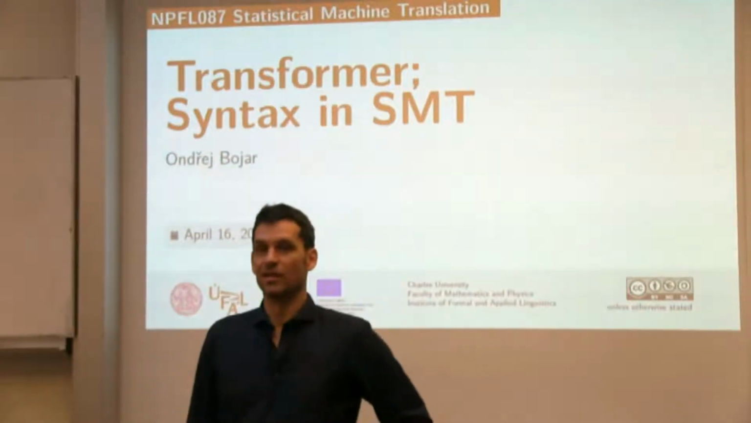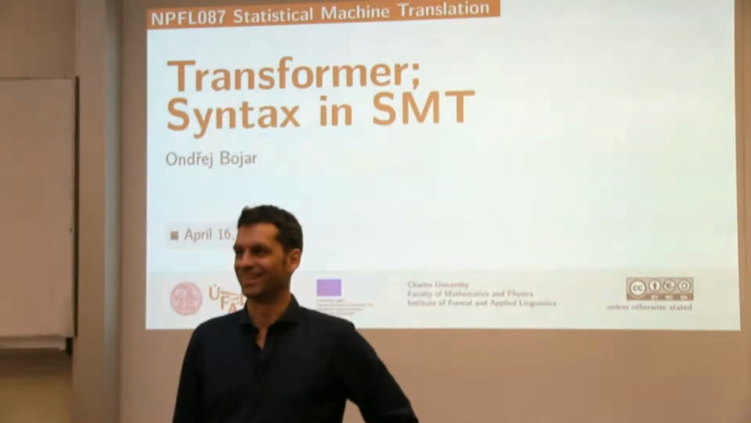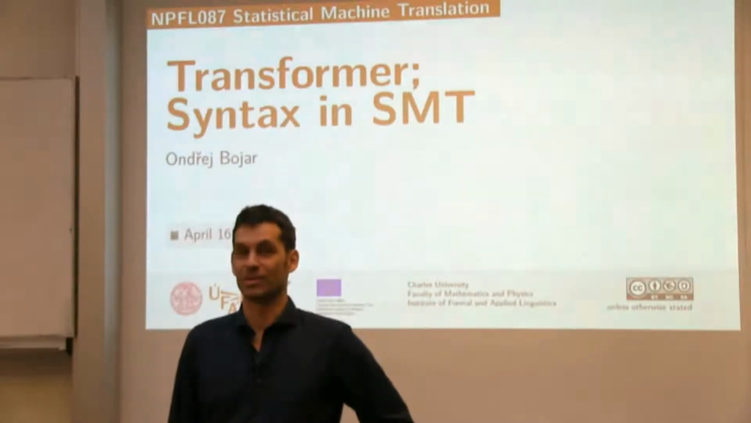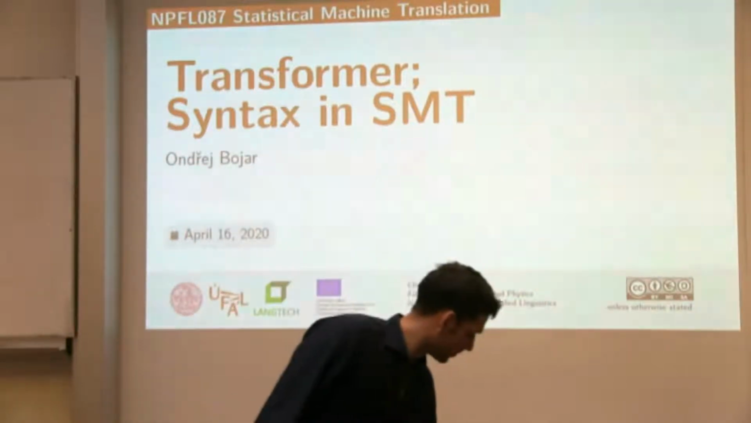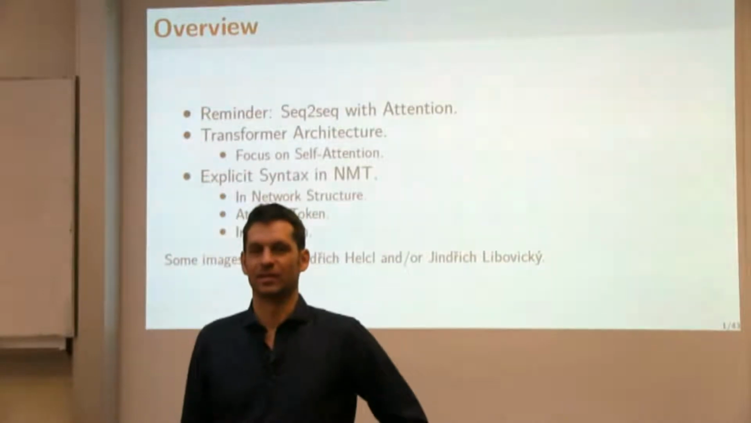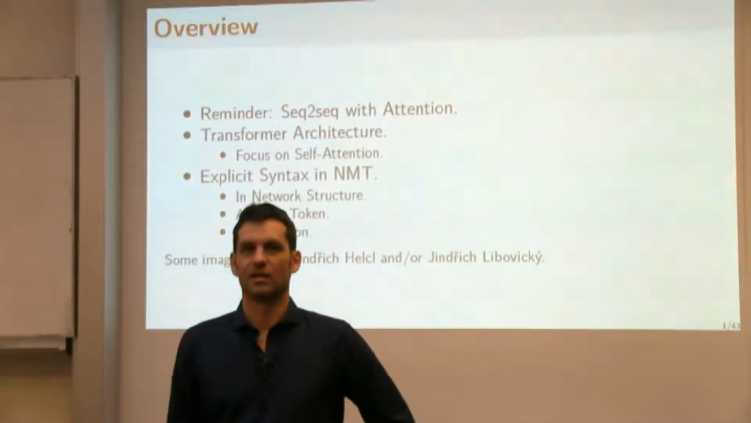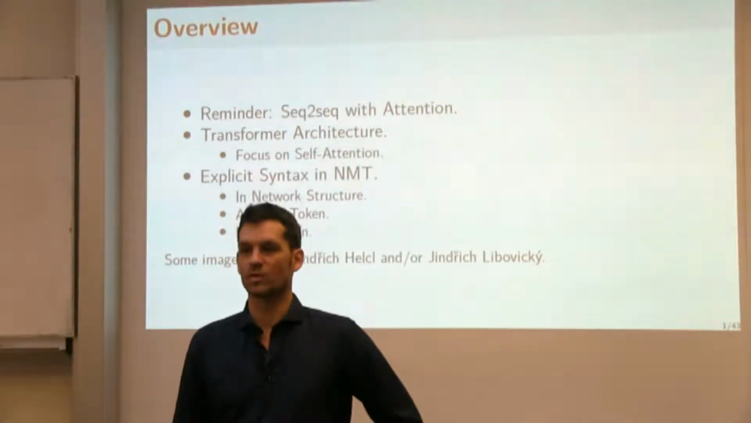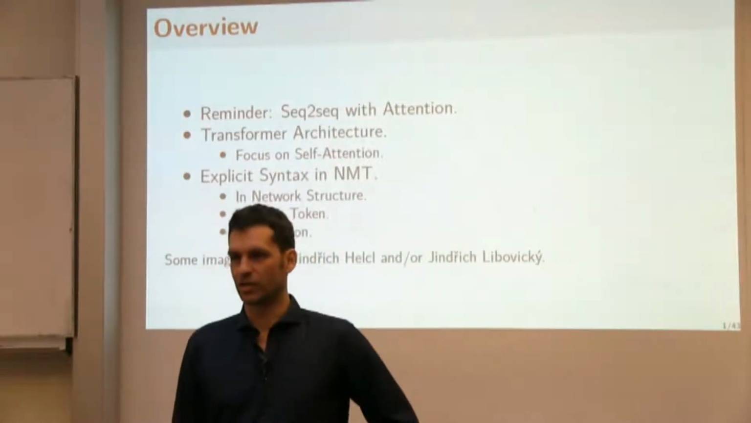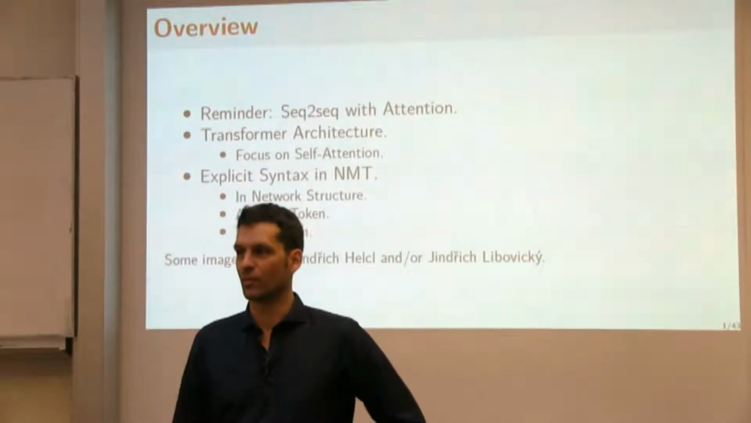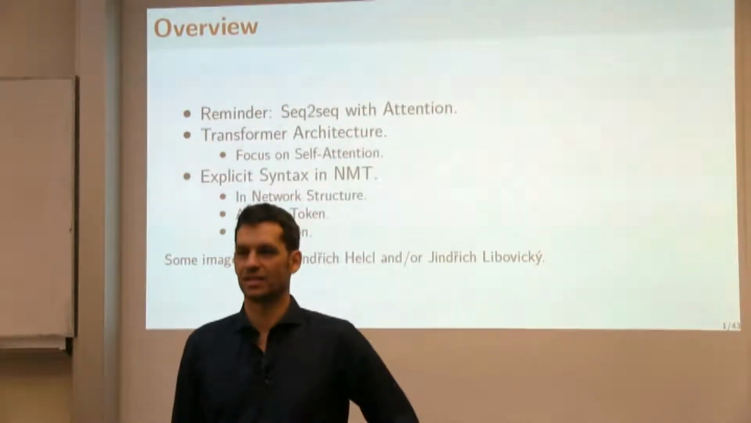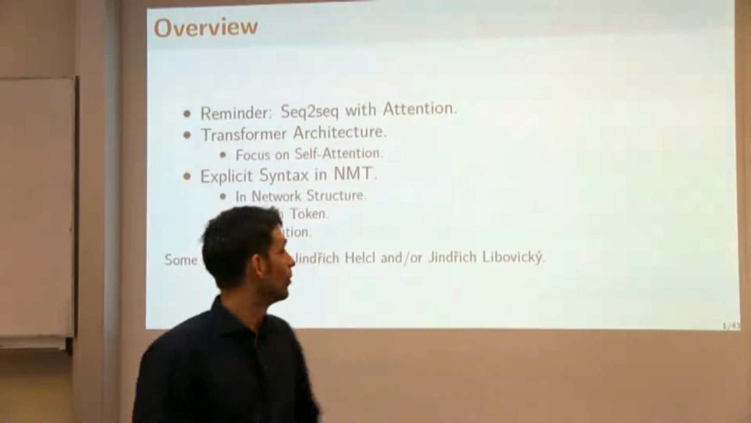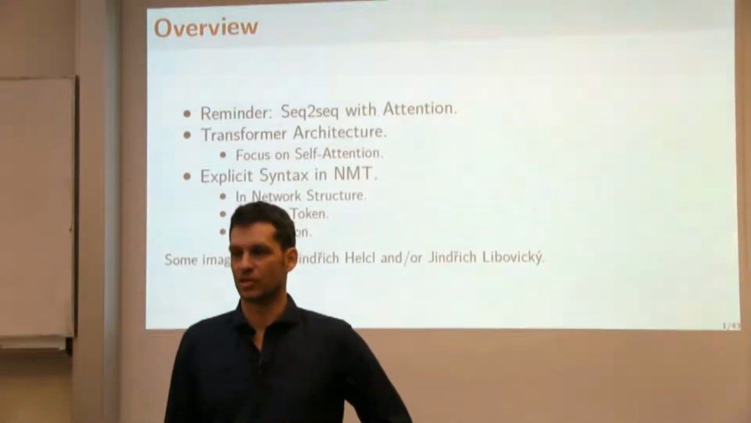There's a typo in the title, so I'll have to change the slides. It's syntax in neural machine translation, which is part of statistical machine translation anyway. But we'll start with the transformer architecture. So today, first, I'll briefly remind you what the sequence model was, when it was equipped with attention. Then we'll go in detail over the transformer architecture, and there we'll focus on the most important component, and that's the self-attention. And then we'll move over to explicit syntax in neural machine translation.